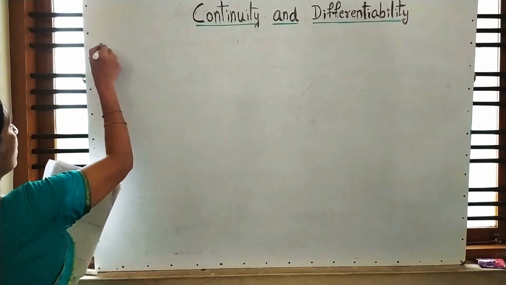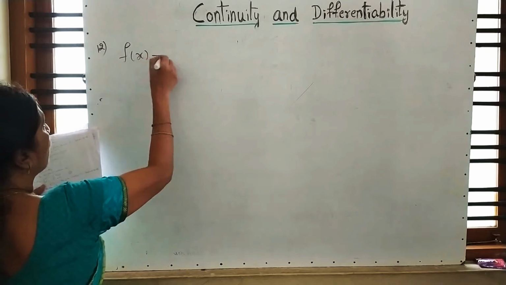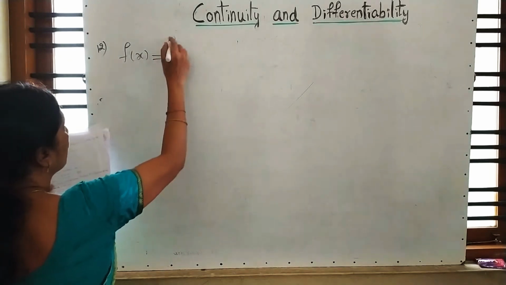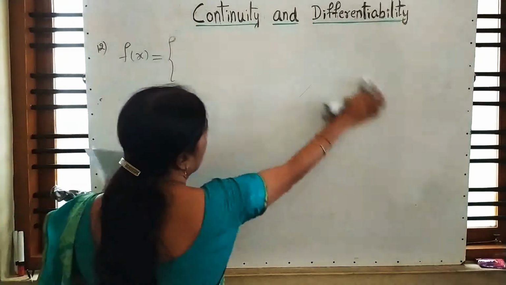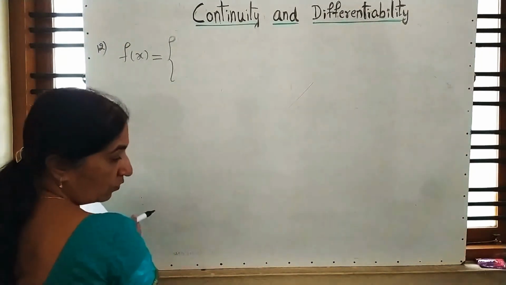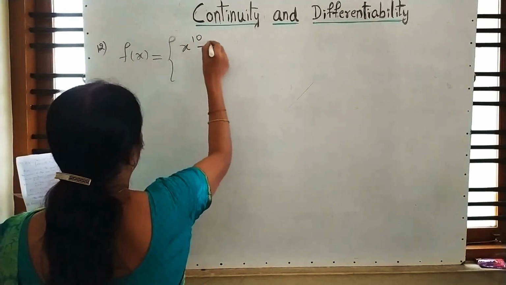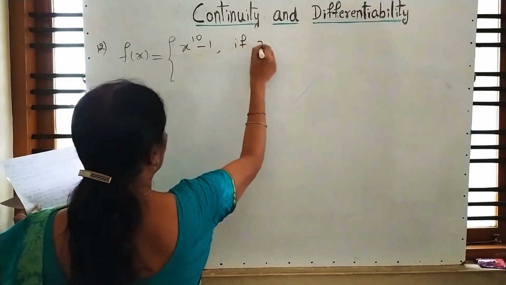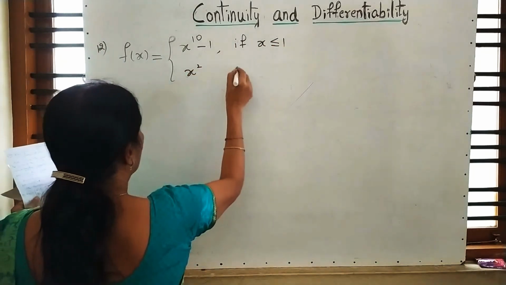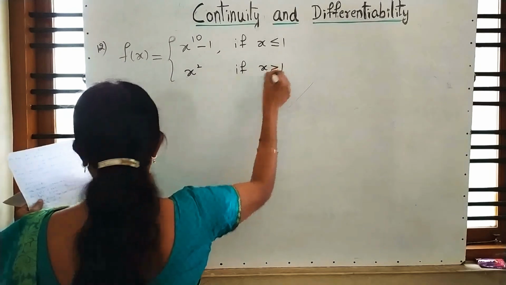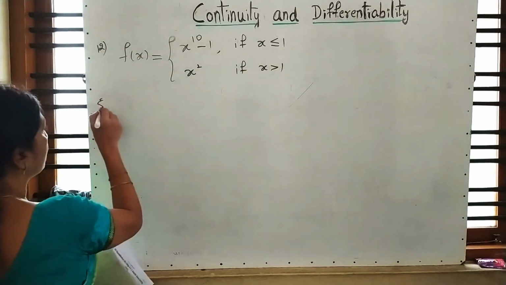Question number 12. f of x is equal to x raised to 10 minus 1 if x is less than or equal to 1, and x square if x is greater than 1. So again as usual, here we have equal sign.